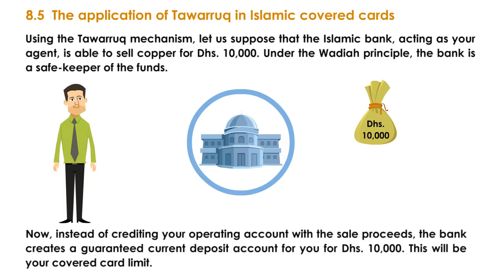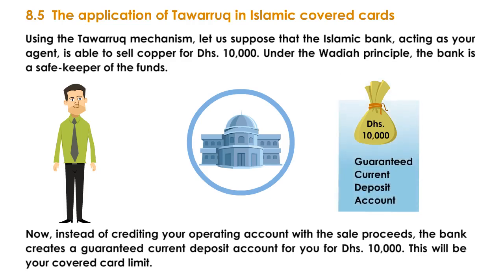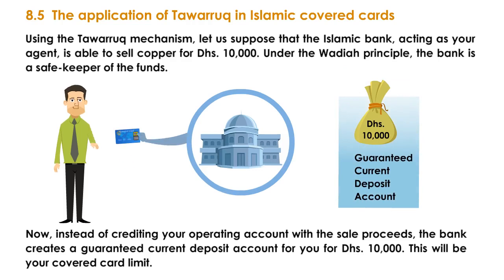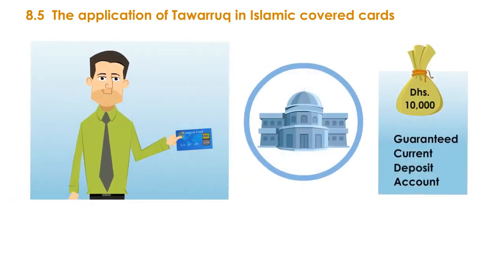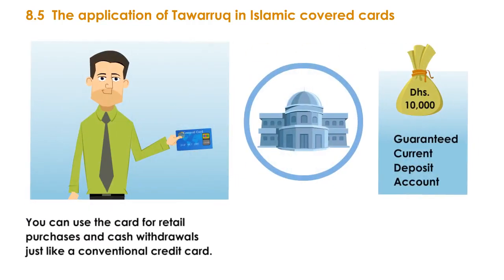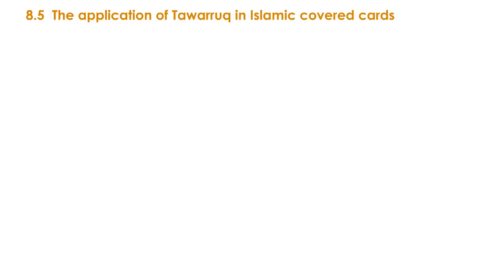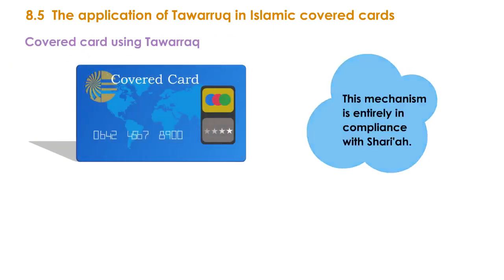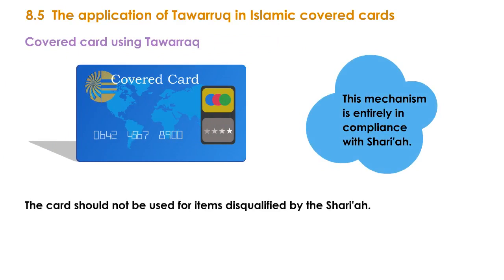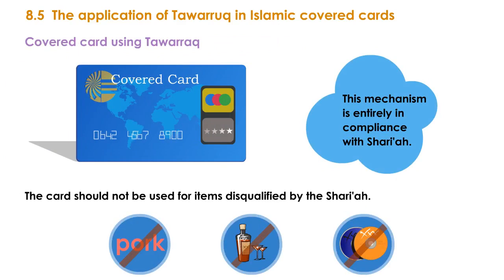Now, instead of crediting your operating account with the sale proceeds, the bank creates a guaranteed current deposit account for you for 10,000 dirhams. This will be your covered card limit. You can use the card for retail purchases and cash withdrawals just like a conventional credit card. Your transactions will be backed by the cash held in your wadi'a account. This mechanism is entirely in compliance with Sharia. The card should not be used for items disqualified by Sharia.